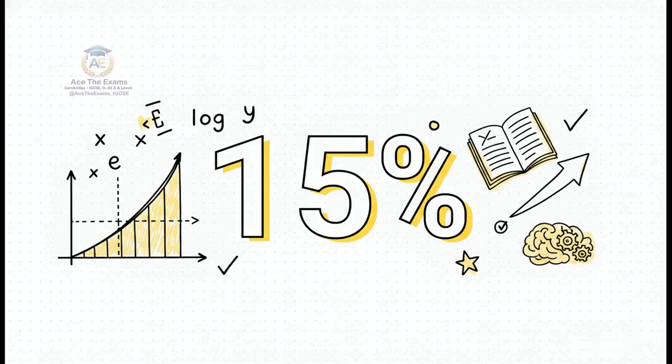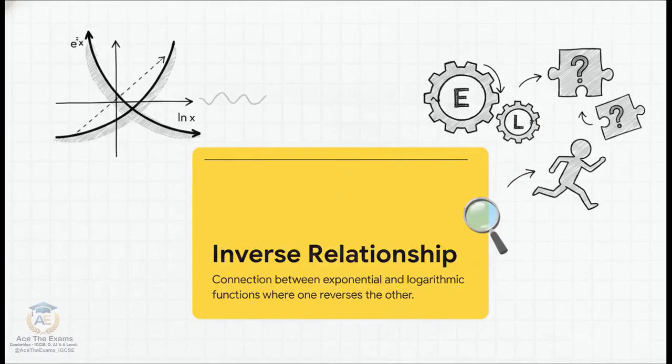It's essentially the difference between 2 entire grade boundaries. If you can master this one specific area, you are automatically and significantly elevating your baseline score before you even look at the rest of the paper. And it absolutely all starts right here with the inverse relationship.